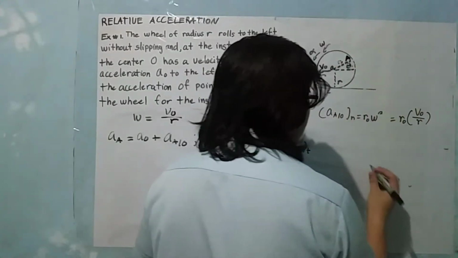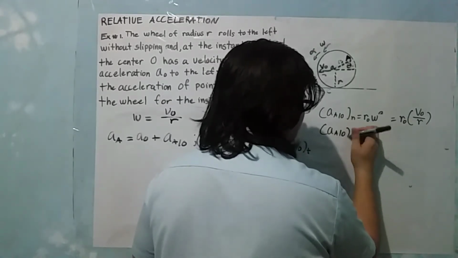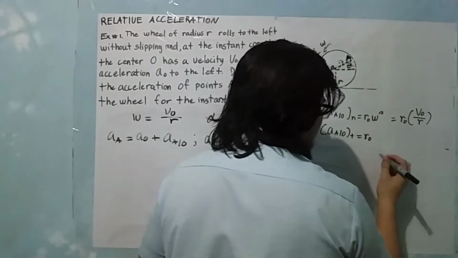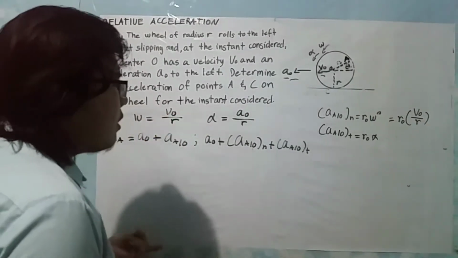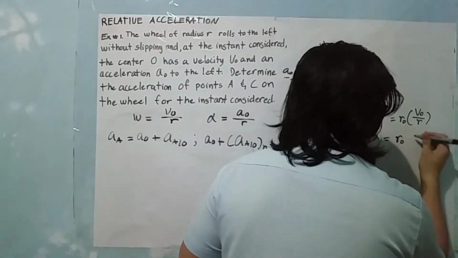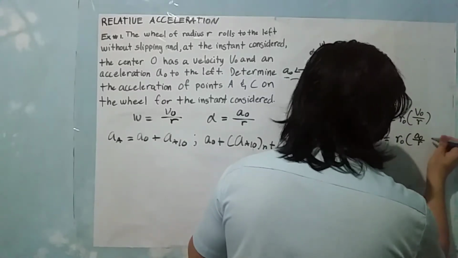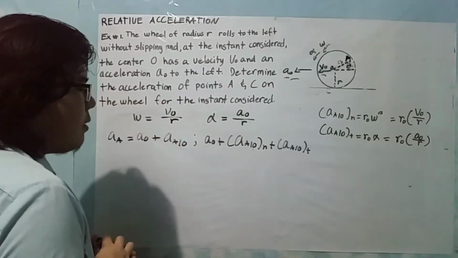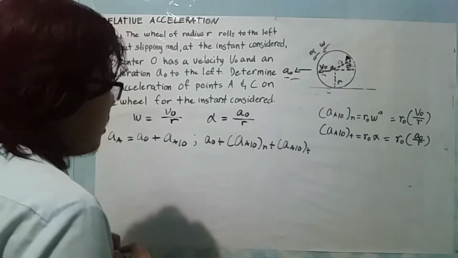Next one is for the tangential. We have acceleration of A and O tangential is equal to r sub 0 multiplied by the angular acceleration. Also, we have an equation for the angular acceleration, so we're just going to substitute it. It is equal to r sub 0 multiplied by a sub 0 over r. Now that we have that, we can use vector addition in order to solve acceleration for point A.